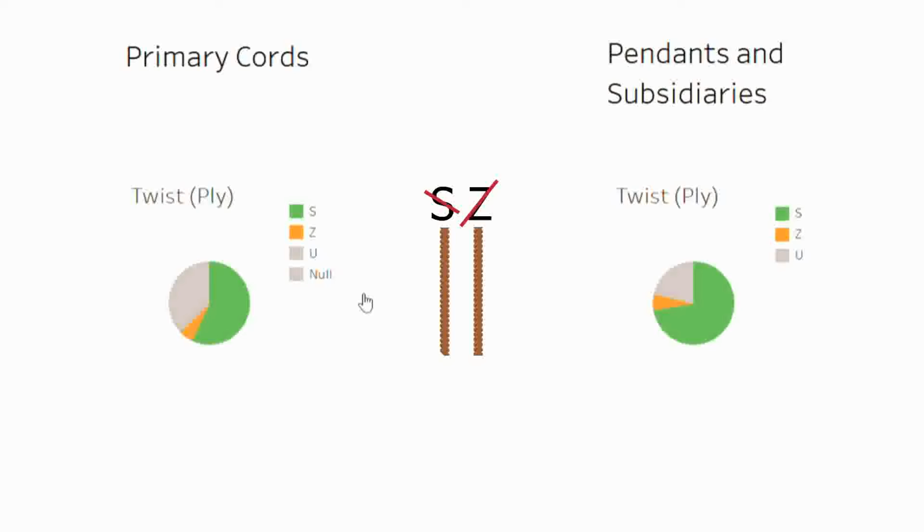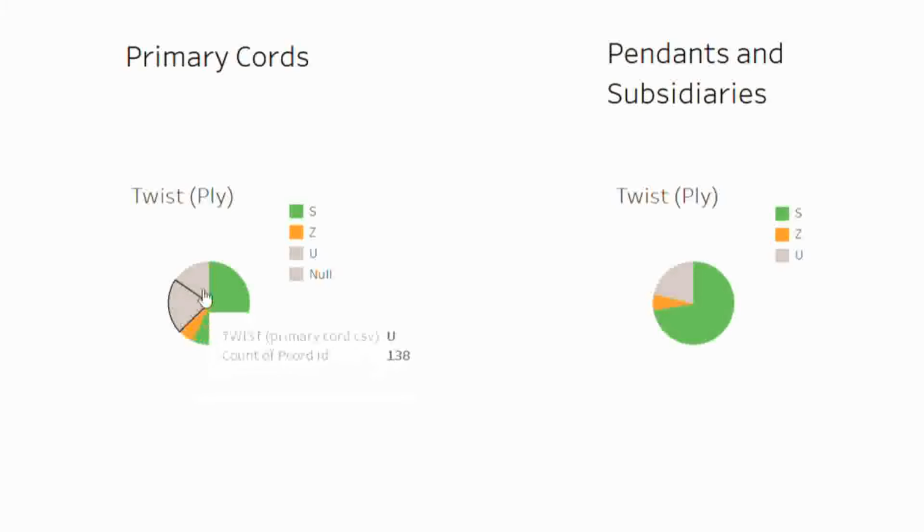Looking at this chart, we can see that the vast majority were S-plied, even considering that a good number of quipus, about a third of them in this data set, did not have observations for S or Z ply. I feel like it's something that's more recently getting attention.